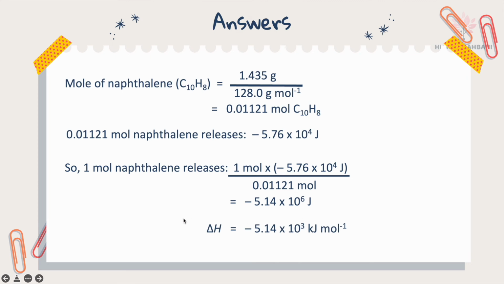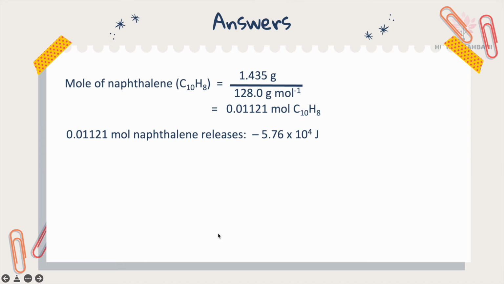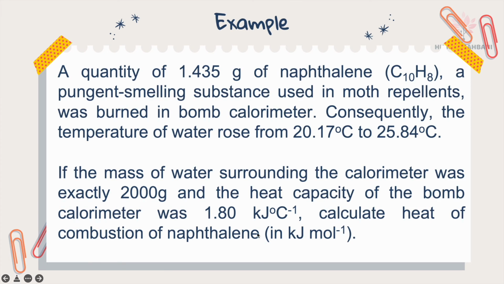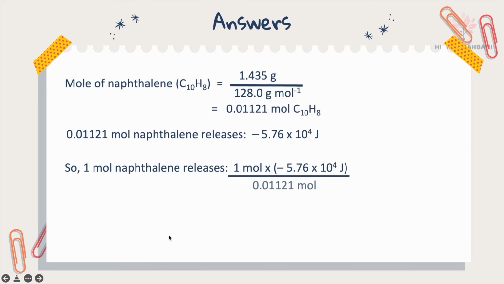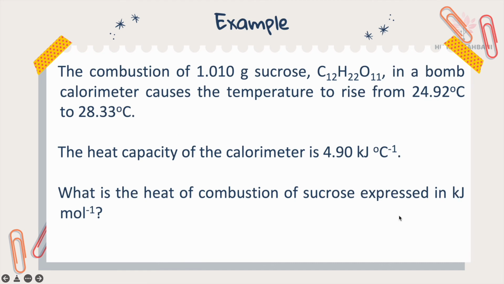So this is the delta H. Make sure you write down delta H because the question asks for heat of combustion in kilojoule per mole, for 1 mole. So you need to write down delta H. Negative means the heat is released. Include the negative, heat is released. Negative 5.14 times 10 to the power of 3 kilojoule per mole.